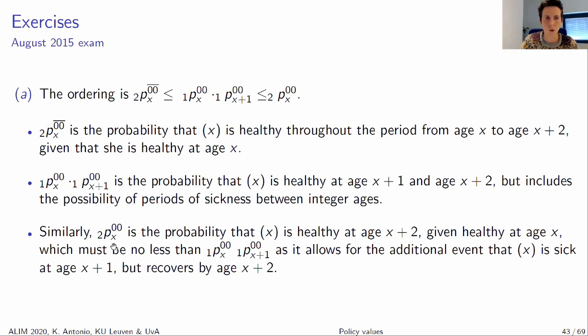And then the last probability, _2p_x^{00}, means the probability that you start in the healthy state at x and are in the healthy state at x plus 2, but what happens in between, we don't care. So all the events that are included in the previous probability will also be included in this probability, but the latter will also capture more possible paths, namely those events where you are not necessarily in the healthy state at x plus 1, while you are in the healthy state at x plus 2. So that's why we have the particular ordering as proposed on top of the sheet.